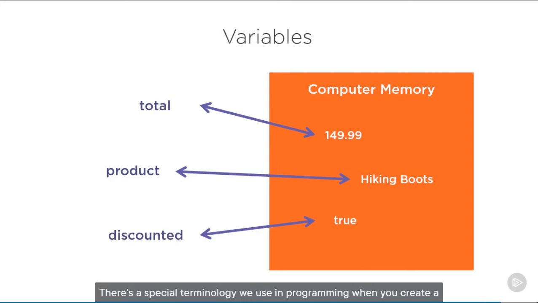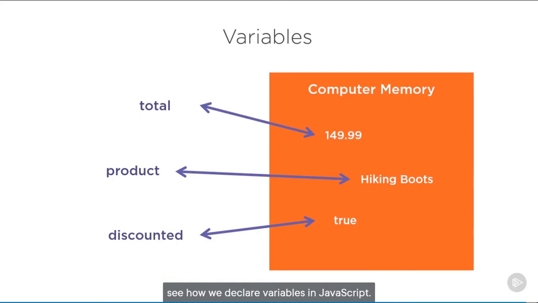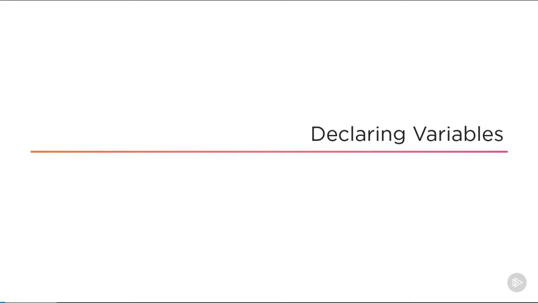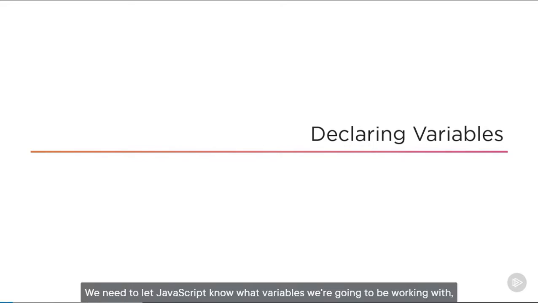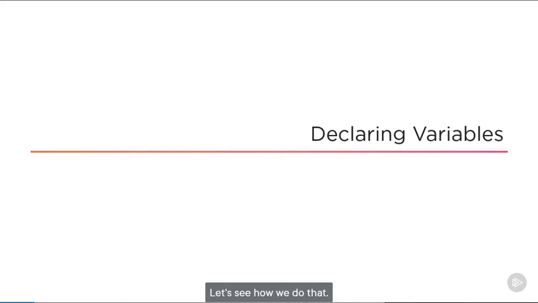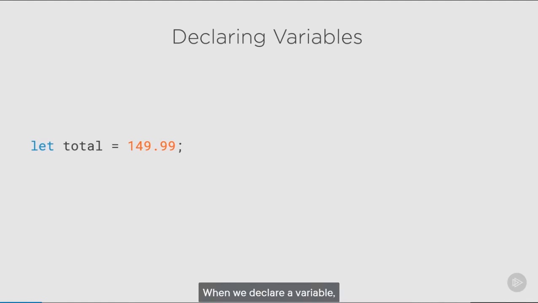There's a special terminology we use in programming when you create a variable. It's called declaring the variable. And in the next clip, we'll see how we declare variables in JavaScript. We need to let JavaScript know what variables we're going to be working with. And the terminology we use for that is declaring variables. Let's see how we do that.